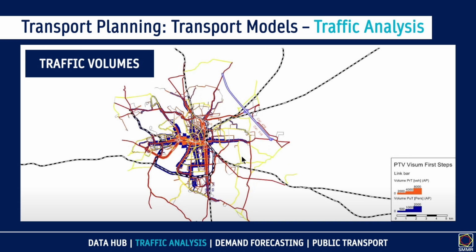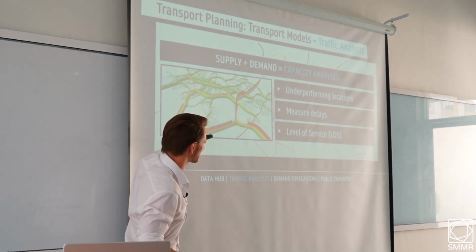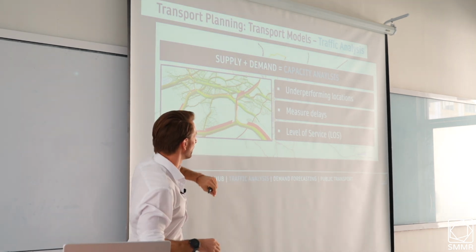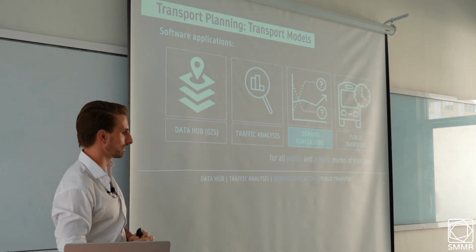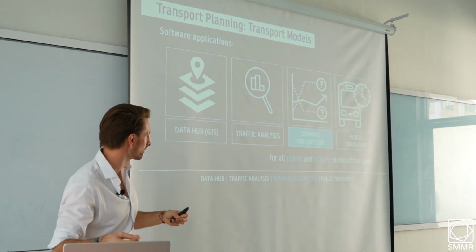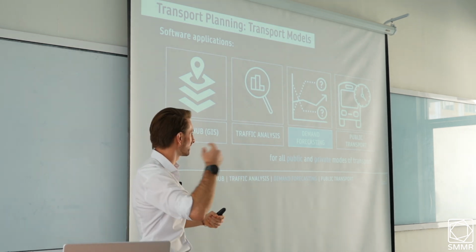And you can visualize this in different ways. If you have the capacity and speed information, you can do a capacity analysis and see where you might have congestion building up. We looked at maps like this before, but with that you can start to see locations that aren't performing very well, or you can measure delays or get an idea of the level of service. And that gives you an idea of how your transport network performs.